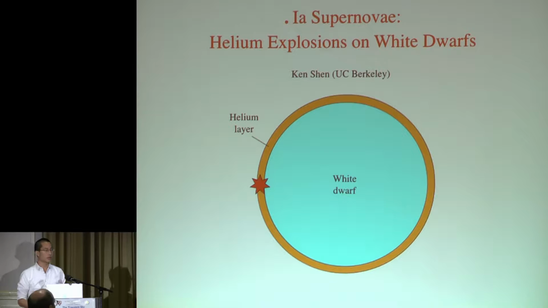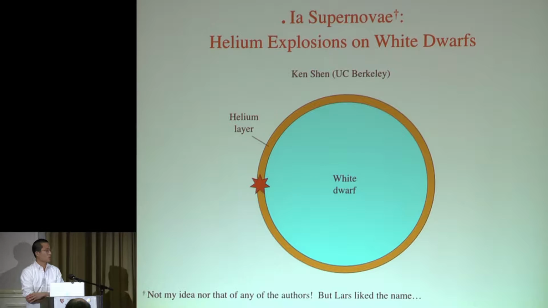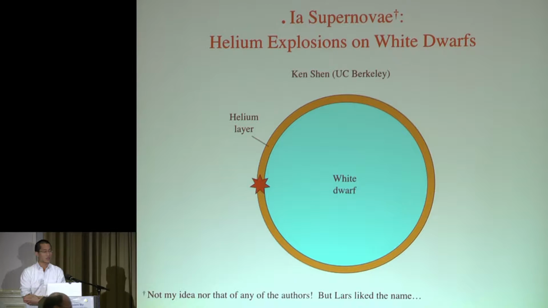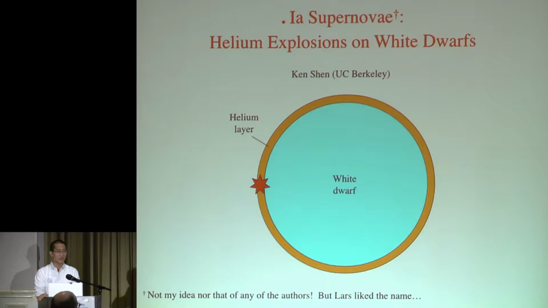Now, since I've already gotten a little bit of grief this morning about the naming of these supernovae, I would just like to point out this is not my idea. This wasn't even my advisor Lars Bildsten's idea at the time. This was the idea of Chris Stubbs, a professor at Harvard. And so this is a Harvard-approved name. And while we're at this conference, I would appreciate it if no one gave me any more guff about it.